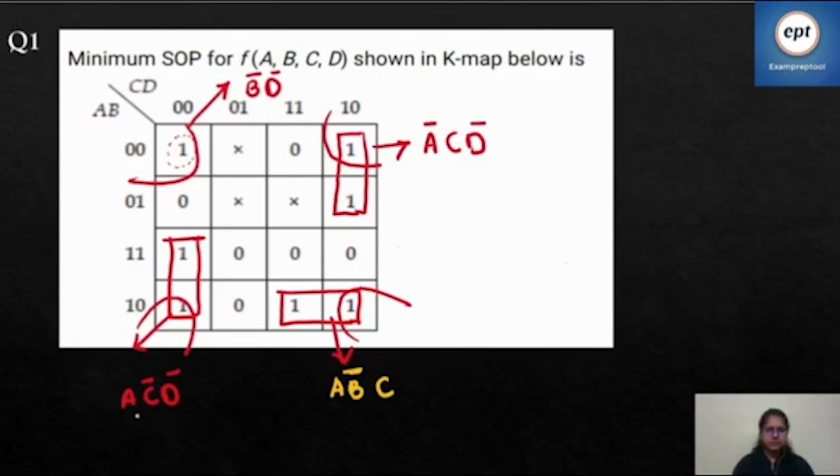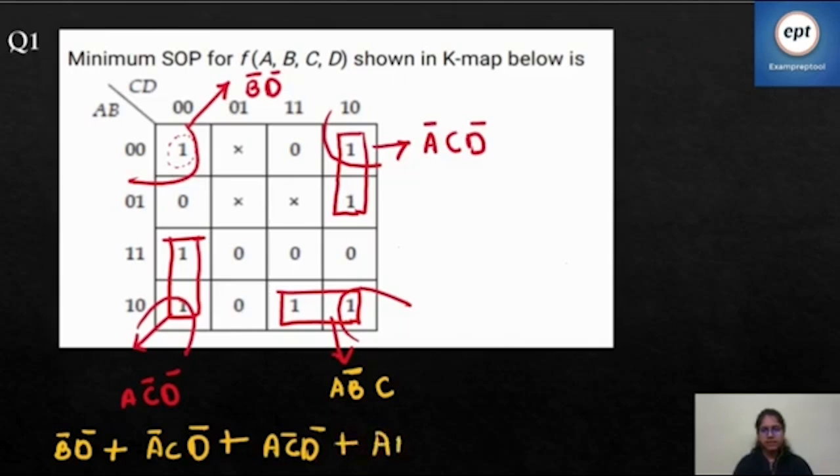Let's write them. The first minterm we got is B bar D bar, plus A bar C D bar, plus A C bar D bar, plus A B bar C. So these are the minimum min terms which we got from this K map.